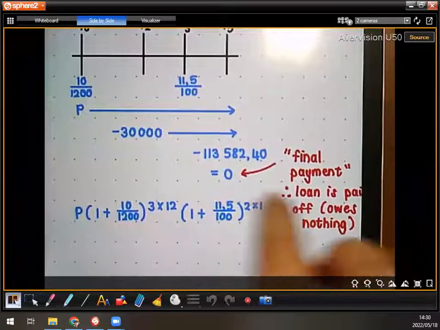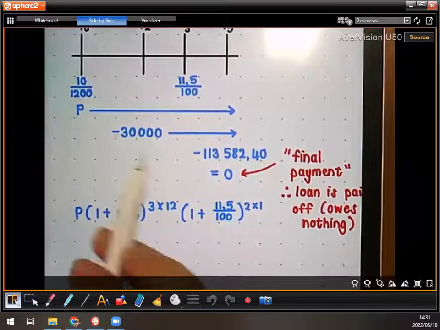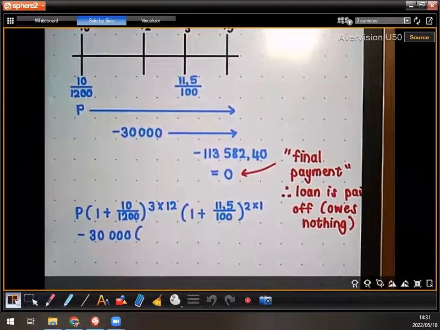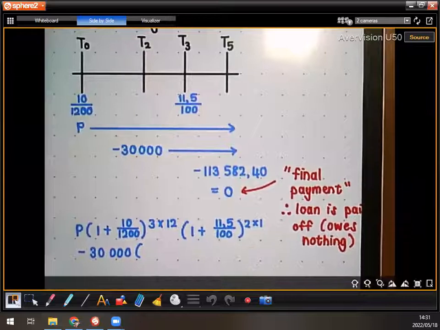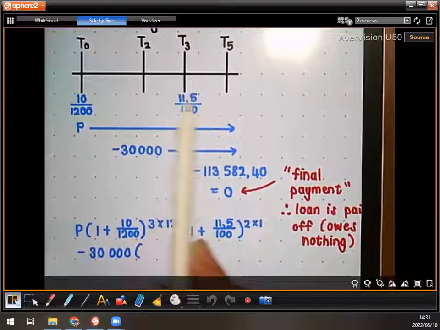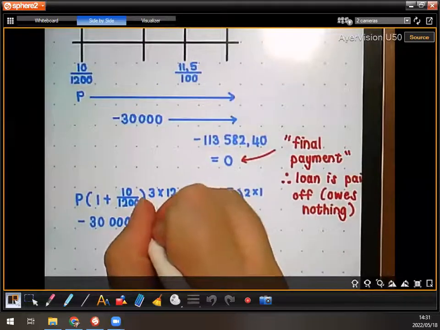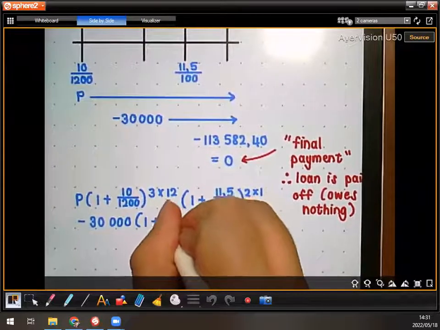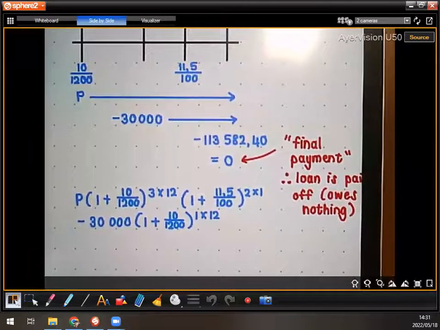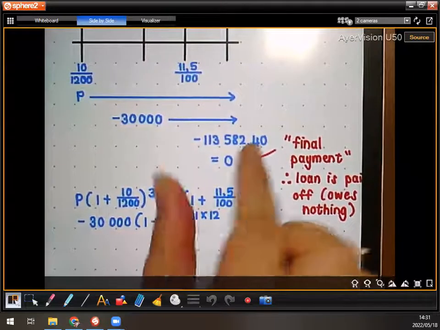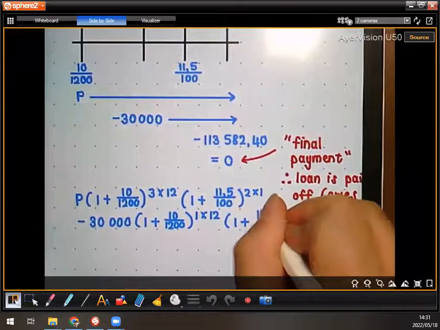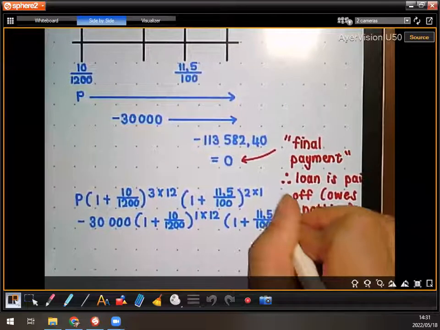Now, guys, if you have space, you can also carry on writing next to it. Okay, it's all one equation that we pick up. I'm just going to do my minus 30,000 here in the next line. Our first interest rate, because it's minus 50,000 here at T2, from T2 to T3, that's just 1 year, right? So the first interest bracket is going to be 1 plus 10 over 1200 to the power of 1 year times 12 times a year. Then we're going to have the same second interest bracket. It's again from T3 to T5. So again, 1 plus 11.5 over 100 to the power of 2.